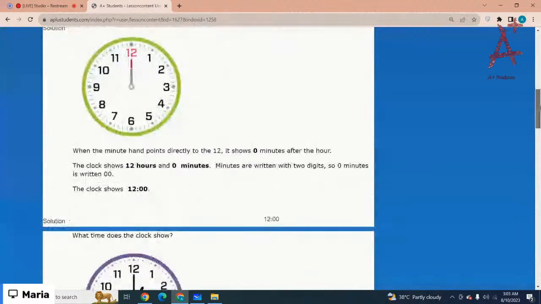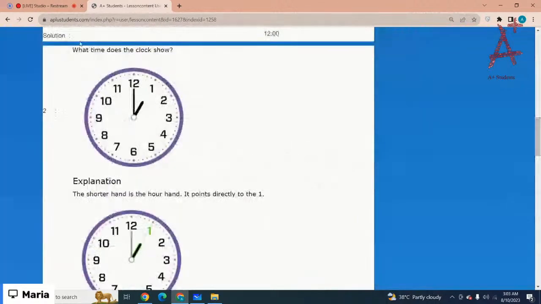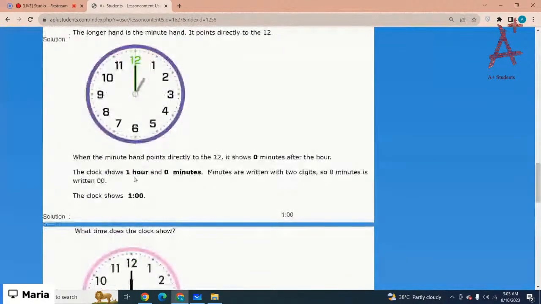Let's see another example. What time does the clock show? The smaller, shorter hand represents the hour and the larger hand represents the minute. The shorter hand points to 1 and the larger hand points to 12. That means it is 1 hour and 0 minutes. So the clock shows 1 hour and 0 minutes. The clock shows 1. The time is 1.